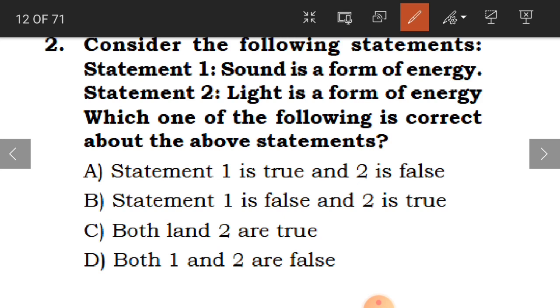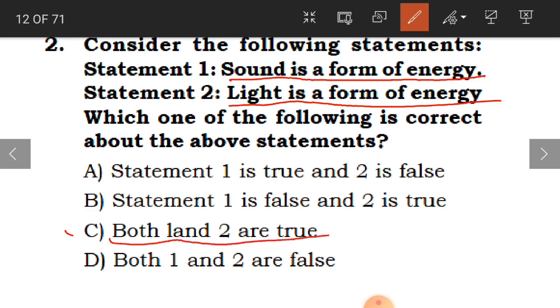Now, the second one is, consider the following statements. Statement 1, sound is a form of energy. Second one, light is a form of energy. Which one of the following is correct about the above statements? Is it statement 1 or statement 2? Sound is a form of energy, light is a form of energy. So here both the statements are true. Both 1 and 2 are true, so this is the correct answer.